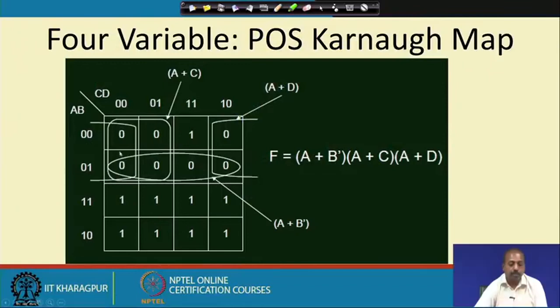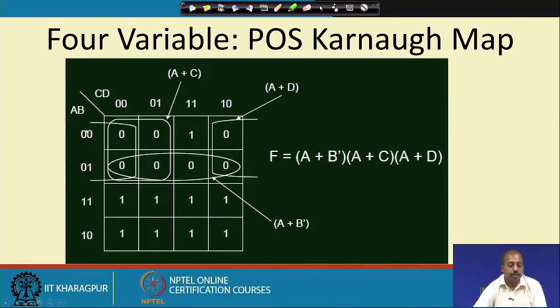Like the example I took some time back, with the consensus term: even if we remove the grouping of that consensus term, those ones will remain covered by some other pairs. But here, if you remove any of these quads, at least one 0 will become uncovered. So we have got this type of grouping, and then while writing the expression, we know that in this particular quad the variable C is not changing its polarity, and variable A is not changing its polarity.